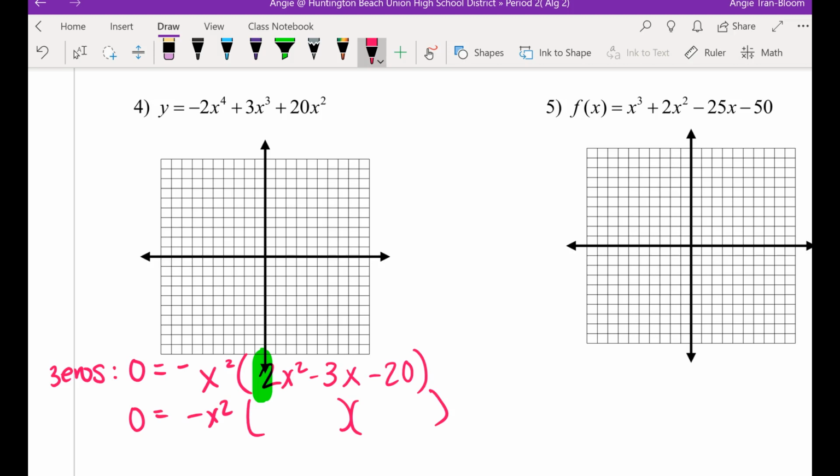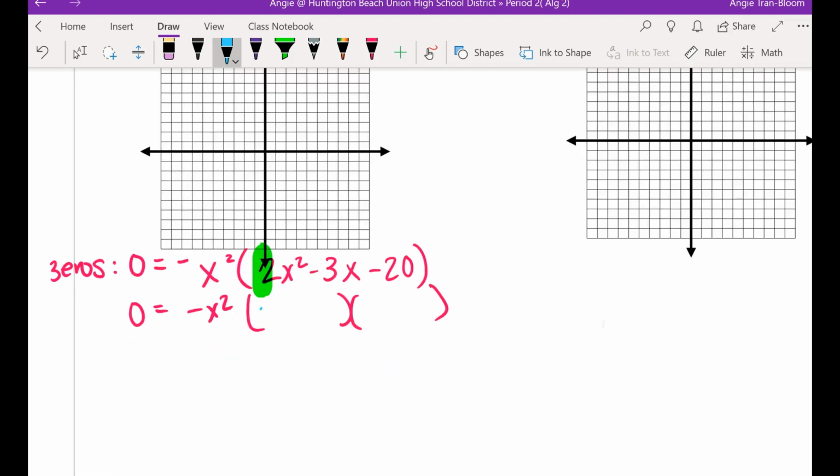Did you guys come up with the factors yet? All right, Joe, what are your two factors? 4 and negative 5. No, just give me the two factors. Okay, 2x plus 5. 2x plus 5. And x minus 4. X minus 4. Someone confirm those for me? Yeah, good. Perfect. Thank you.